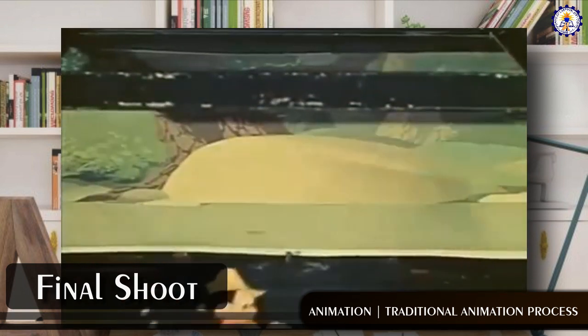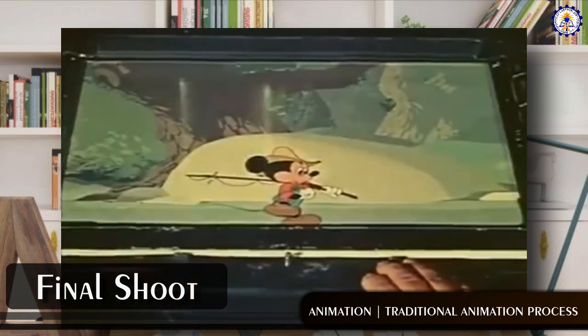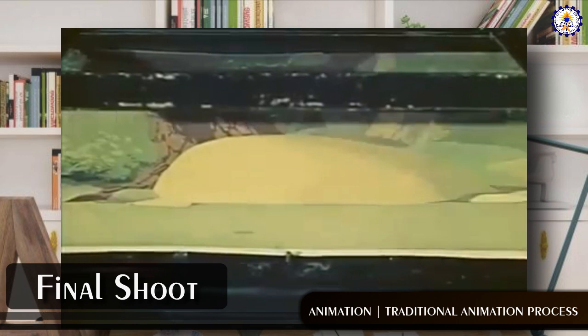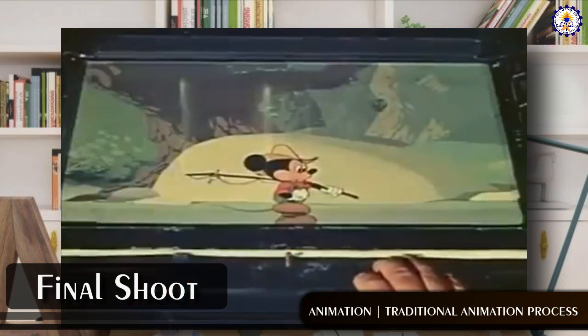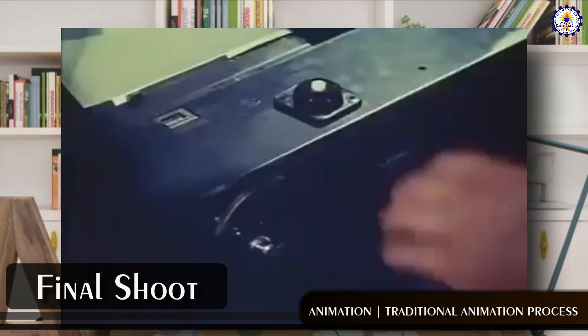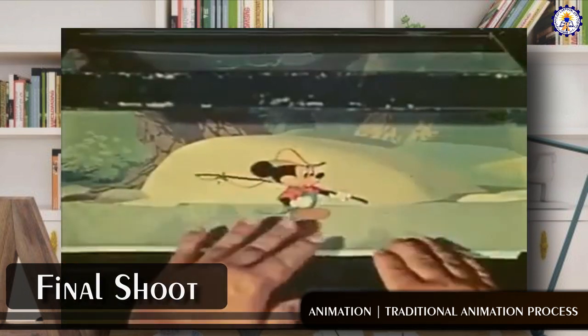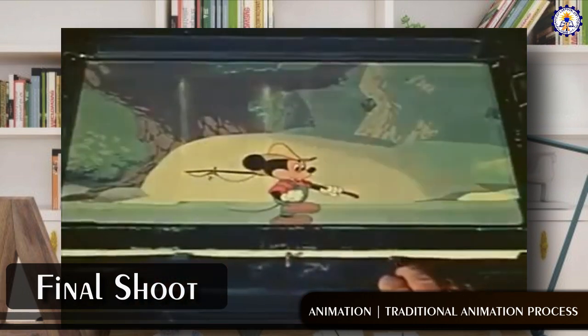Each time a new cell of Mickey is photographed, the background must be moved a fraction of an inch. Photographing each one of these celluloids of Mickey and background makes a single frame of motion picture film. And here's how the action looks on the screen.